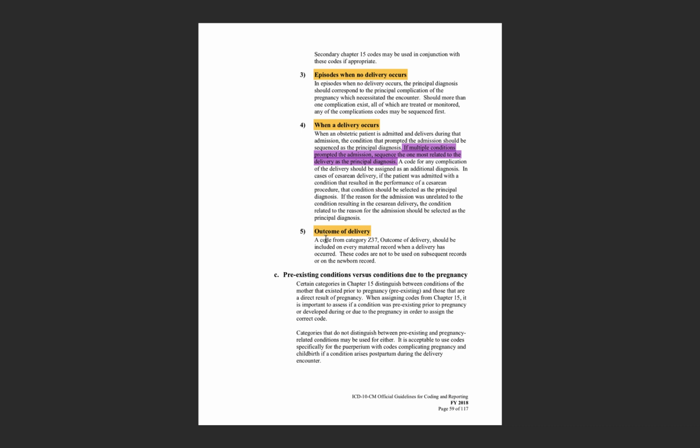Outcome of delivery. Anytime a baby is born, the outcome of the delivery should be on the claim. A code from category Z37, Outcome of delivery, should be included on every maternal record when a delivery has occurred. These codes are not to be used on subsequent records or on the newborn record.